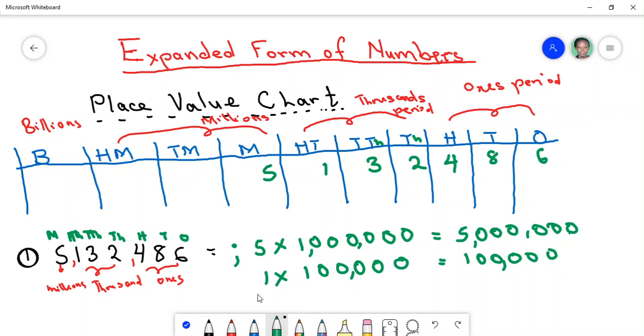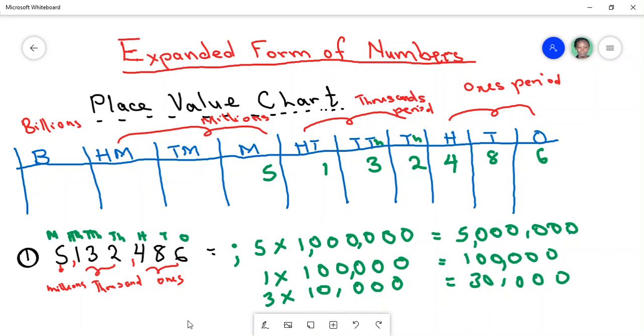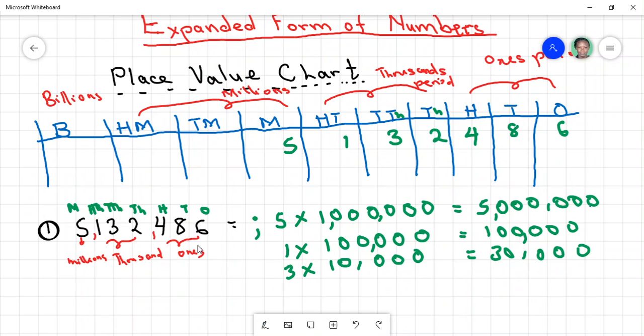Then if I take 3, what is the place value of 3? 3 is in the 10,000 column, so I have 30 of the thousands. How did I know? Because if I take 3, how many zeros are left? 1, 2, 3, 4. So this gives me 30,000. We do the same thing for the rest.